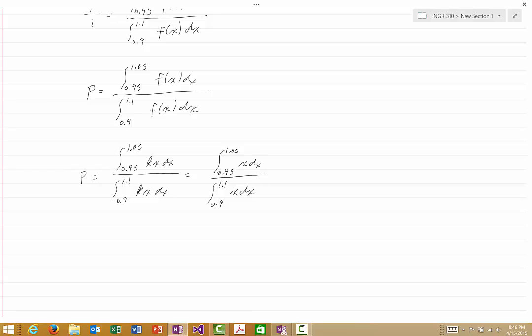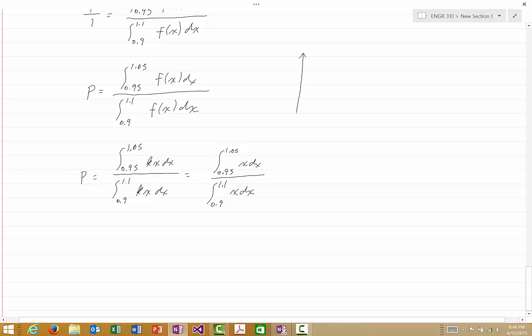Before we leave this topic, let me just say that if you look at this equation here, saying that p is the integral of f of x dx over this range divided by the integral of f of x dx over this range, it really makes perfectly good sense. Let me explain what I mean.